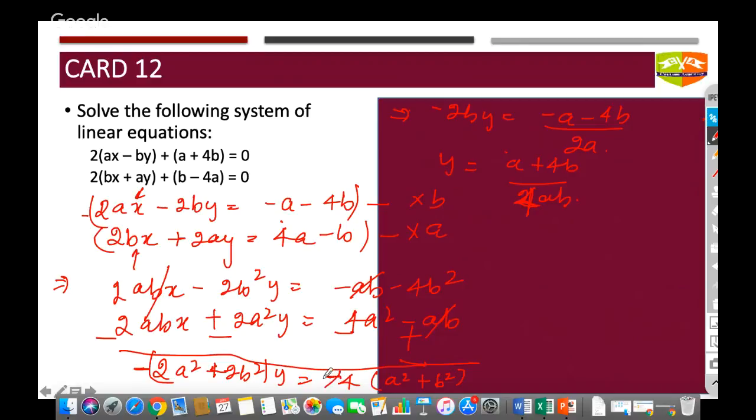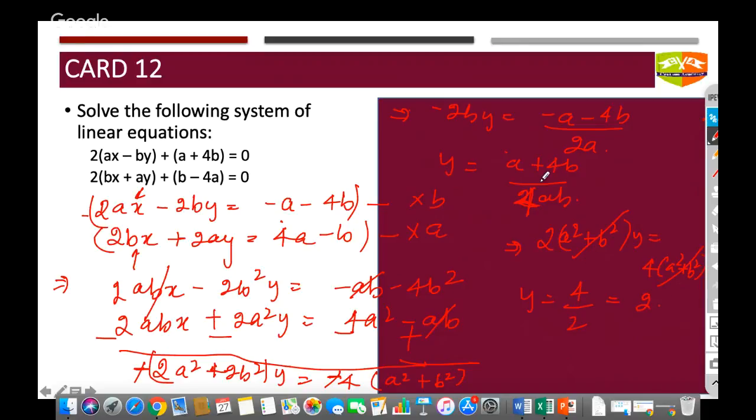Now this negative negative will get cancelled out. So what I get is 2 times a square plus b square into y is equal to 4 times a square plus b square. So a square plus b square is gone, and y comes out to be 4 divided by 2, which is equal to 2.